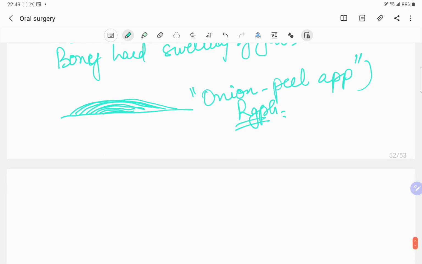So you have to either go for root canal treatment or extraction for these grossly decayed teeth.